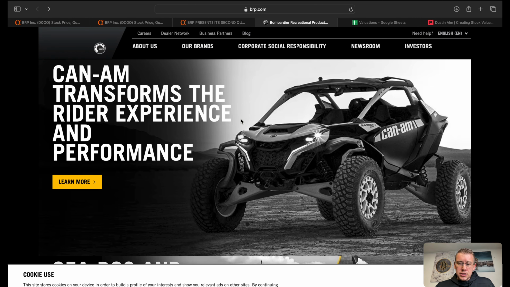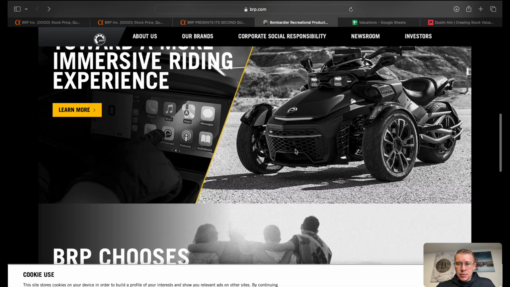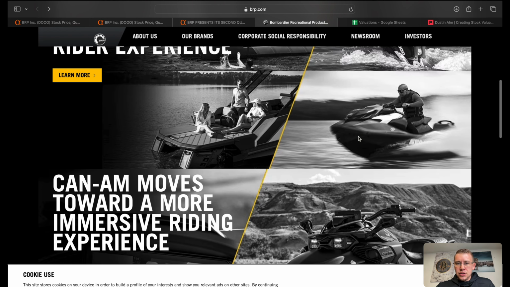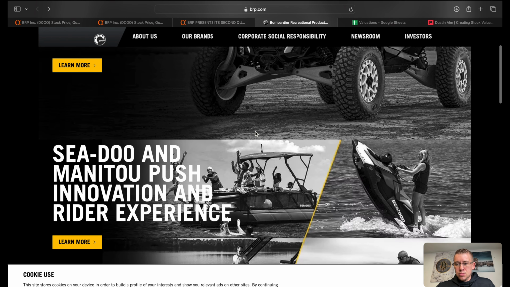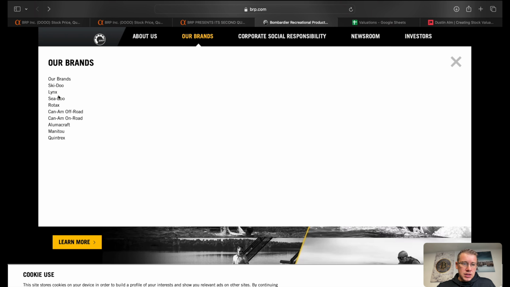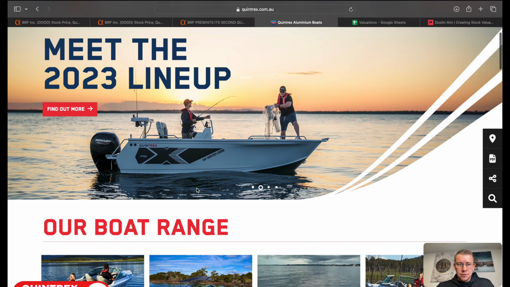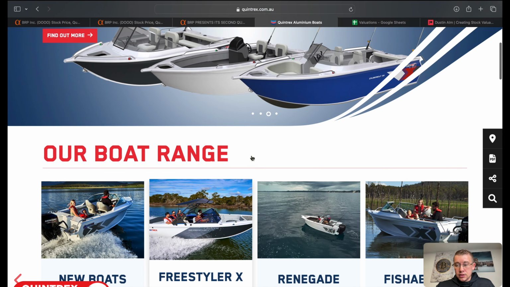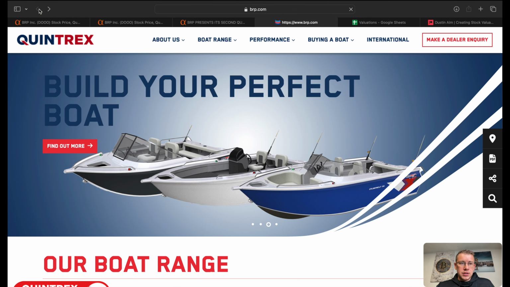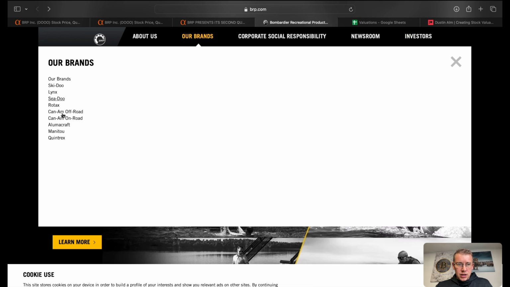BRP makes basically utility sport vehicles. They've got these Can-Ams, off-road and on-road Can-Ams. They make Sea-Doos, they make pontoons, they may also make snowmobiles as well. And they've also got a list of other brands here that they are associated with. So we can maybe click on Quintrex here. And here they've got a different type of boat besides just a pontoon. They look like fishing boats and other types of boats that they are associated with. So that gives you a quick rundown of what they are involved with.